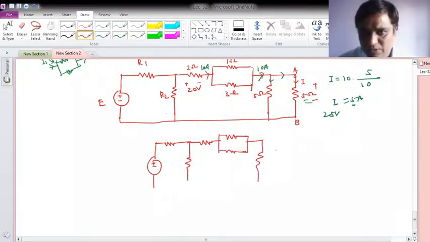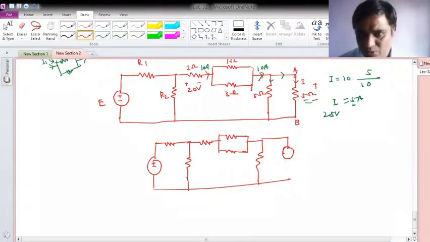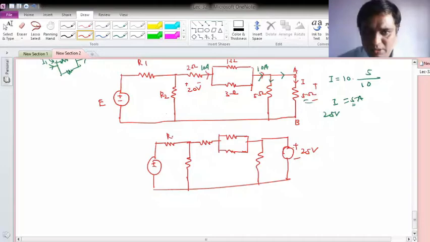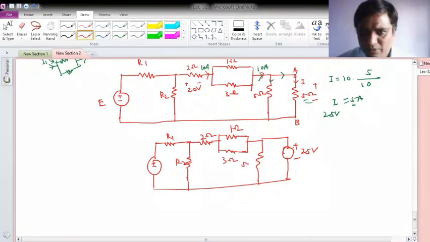This resistor, and then I would like to replace this by a voltage source. So what should be this value? This value should be 25 volt, so that the remaining thing will not change. R1, R2, this was 2, 1 ohm, 3 ohm, 5 ohm, etc.